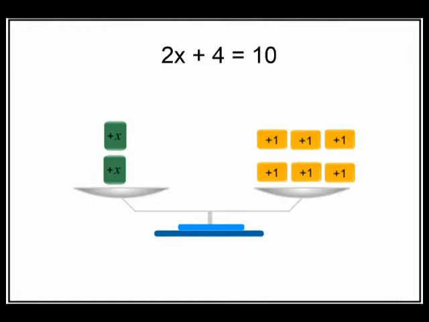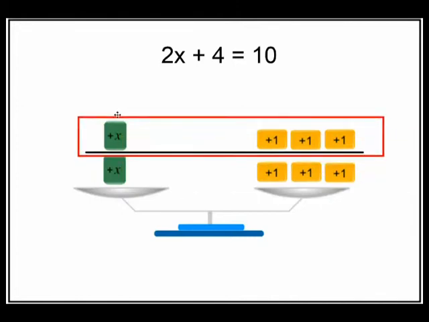Because I have 2x, I'm going to divide both sides by 2. And I can see that 1x is equal to 3. I can put this into my equation just to make sure that I'm correct in thinking that x is equal to 3. So I'm going to replace the x with a 3. 2 times 3 is 6, plus 4 is 10. So x does in fact equal 3.